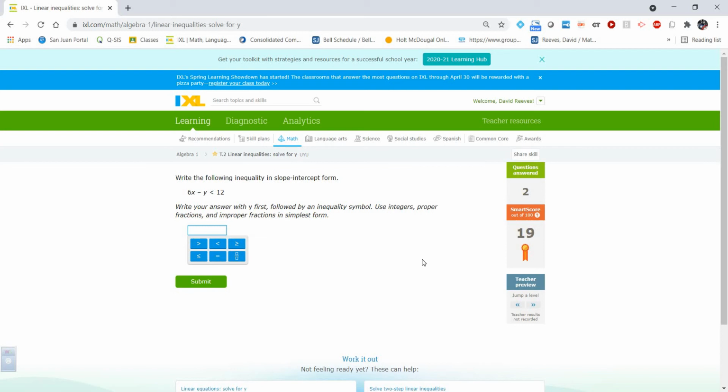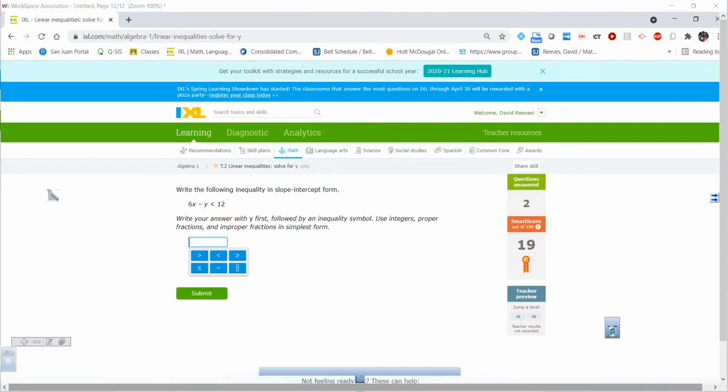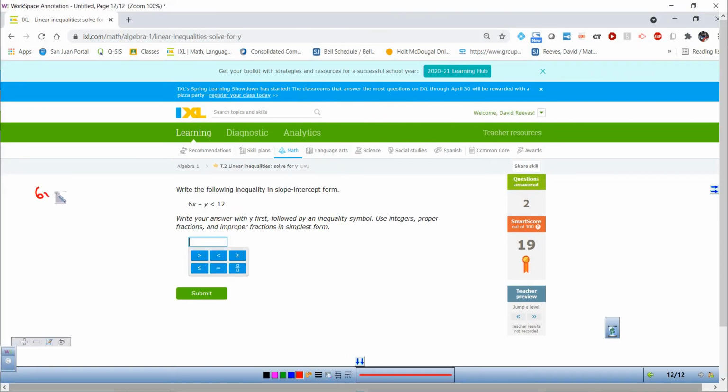All right, now this one is going to be a little more tricky, because you'll notice this one right here, we've now got the y being subtracted. So I'm going to start the same way by subtracting away that 6x from both sides. But notice now, be very, very careful. It's not a plus y or a positive y that's left. It's a negative y. Negative y is less than, and again, I'm going to write negative 6x plus 12.